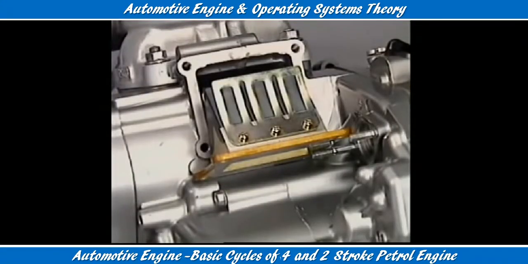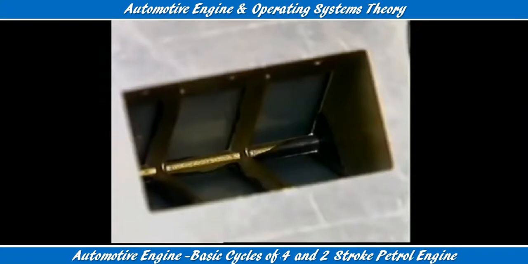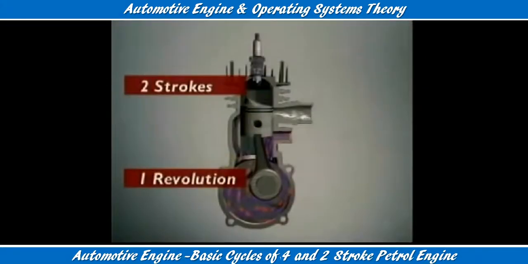Some 2-stroke engines, such as outboard motors, use an intake system with a reed valve. It's a small, flexible metal plate that covers the inlet port, and it can be attached to the crankcase or to the inlet port. It opens and closes automatically, according to changes in pressure in the crankcase.